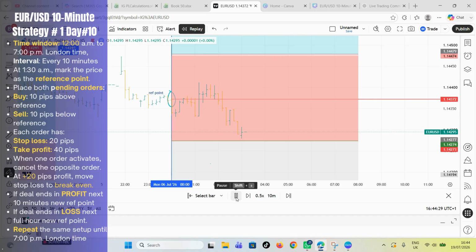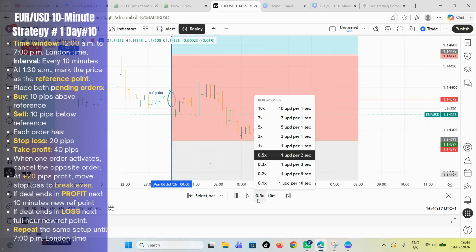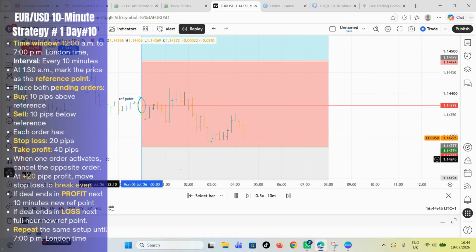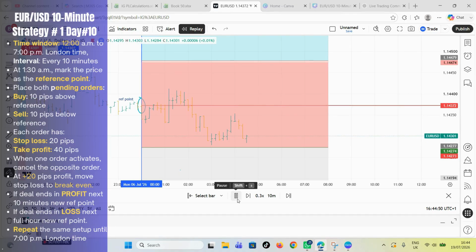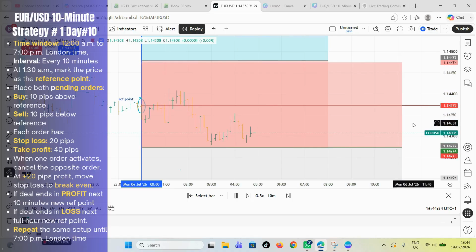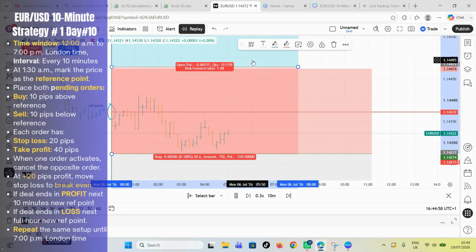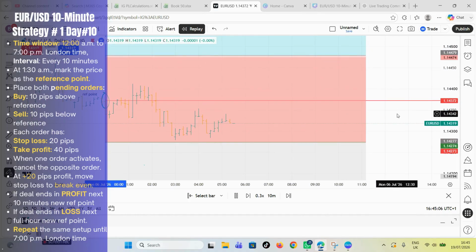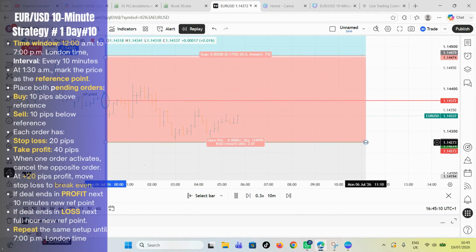For several hours, EUR/USD remains between the 2 pending orders. Price moves above and below the reference area, but neither side produces a confirmed breakout. The market appears undecided. This waiting period may feel uneventful, but patience is an important part of trading. A valid opportunity cannot be forced. Our responsibility is simply to remain prepared.